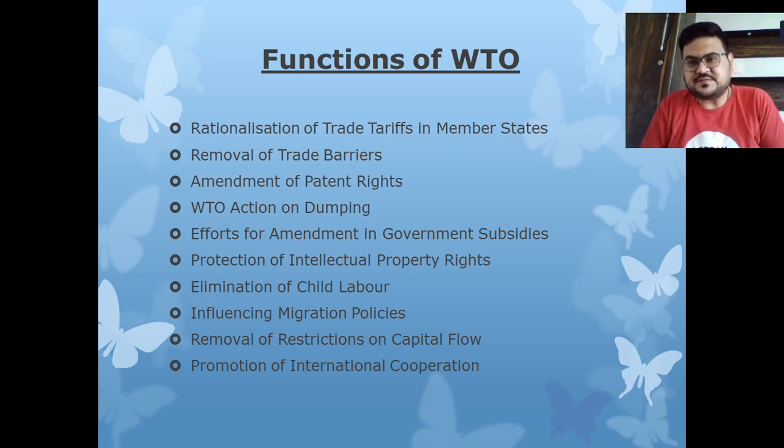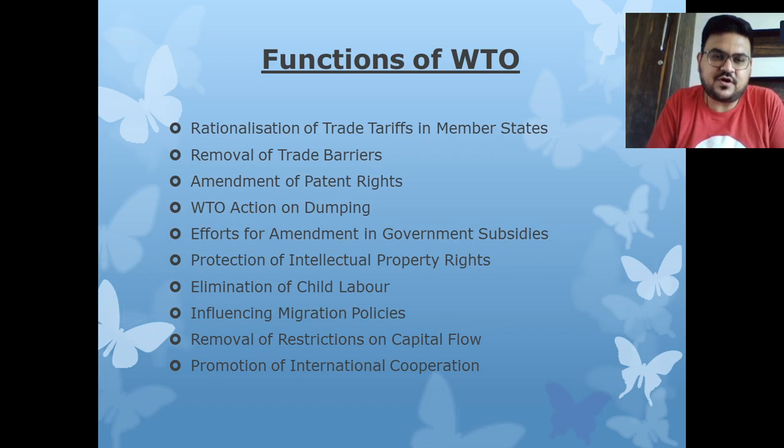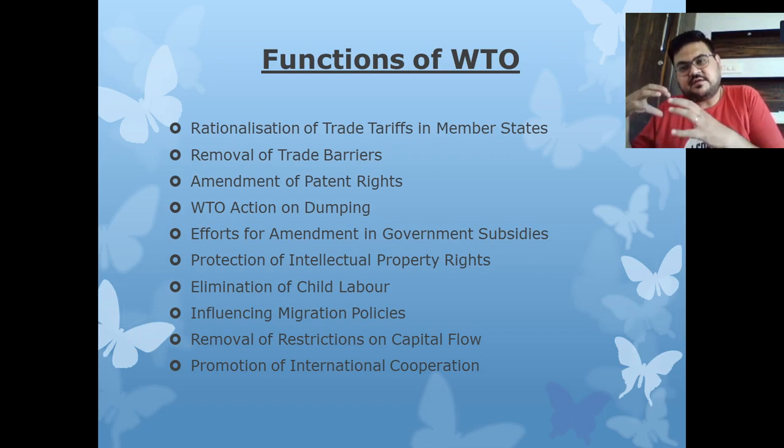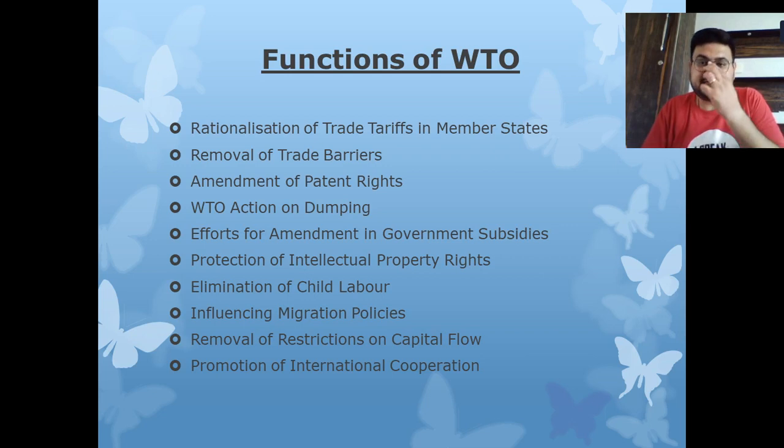Any kind of government subsidies, they see to it that there are changes for foreign countries also. They protect intellectual property rights. You must know what IPR is. They eliminate child labor. They do not allow such activities. They influence the migration policies also. Migration means when one person travels from one country to another country. They monitor how many people are coming from India to, say, the US, and they want to check that.